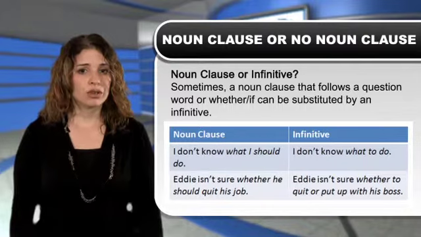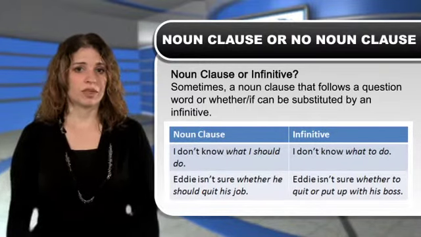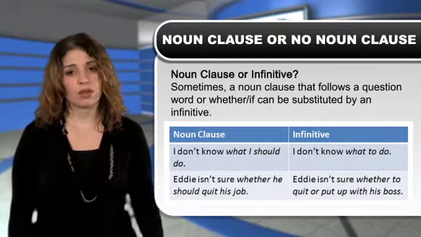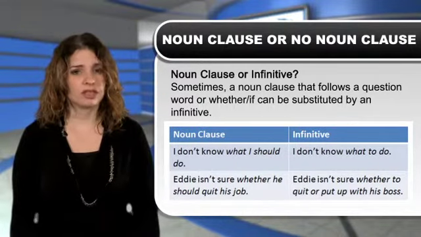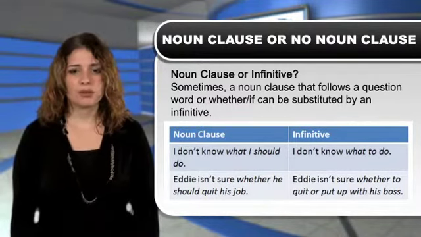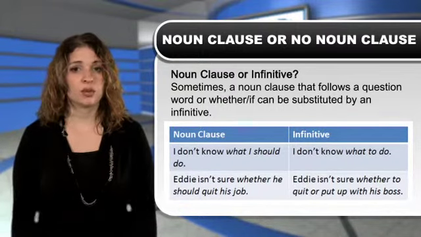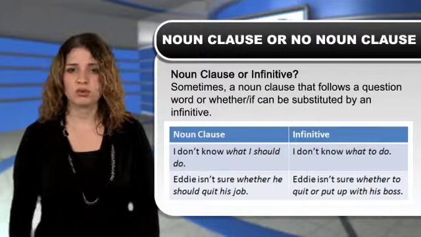Sometimes you can use a noun clause or an infinitive. Sometimes a noun clause that follows a question word or whether or if can be substituted by an infinitive. For example, I don't know what I should do. You can substitute that with an infinitive that would read, I don't know what to do.